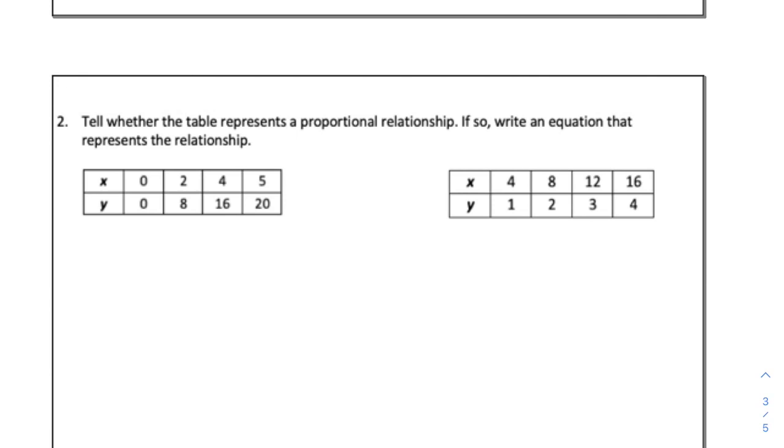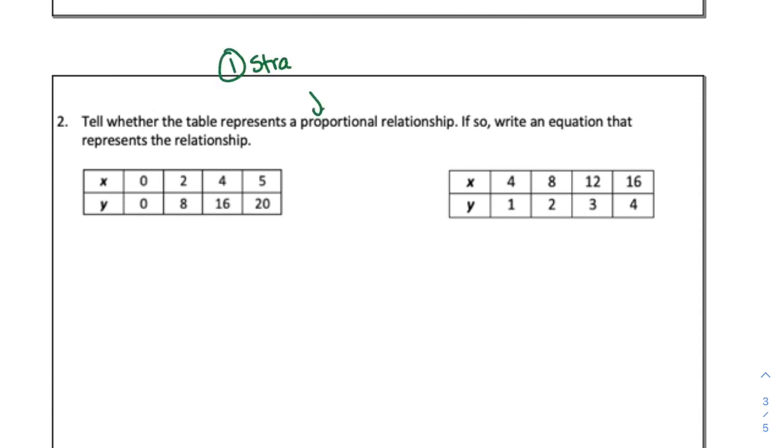All right, so our next chunk of slides here are asking us to tell whether this table is a proportional relationship. So we've determined if they're proportional from a graph. Now we'll use a table. And then if so, we will write the equation just like we did before. So again, proportional relationships. What are proportional relationships?